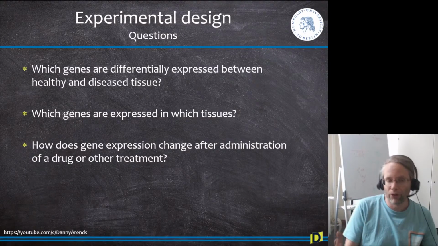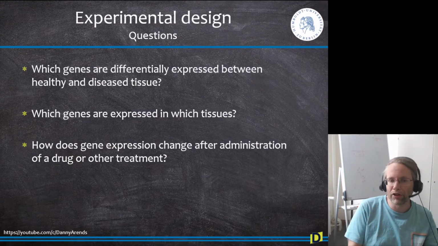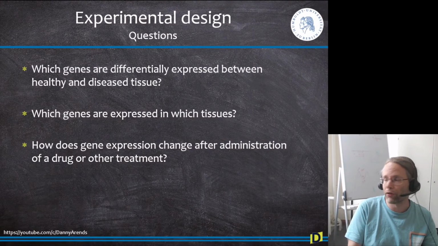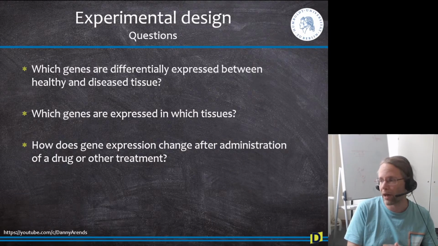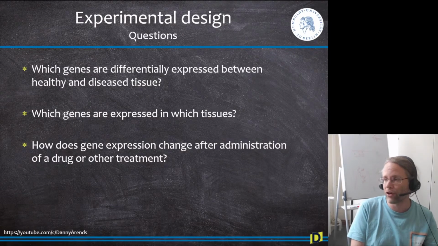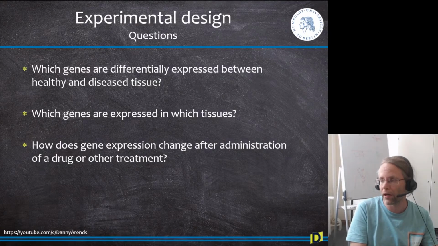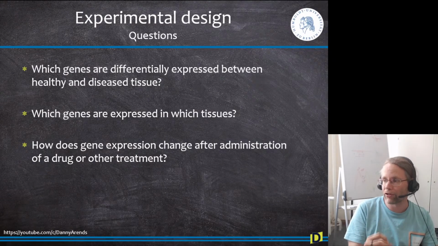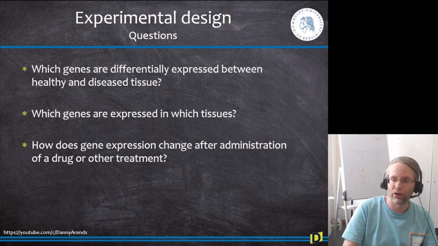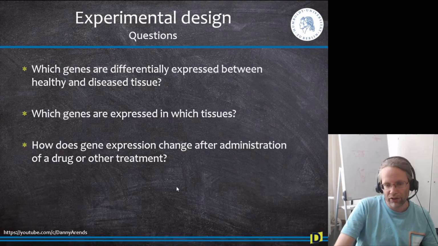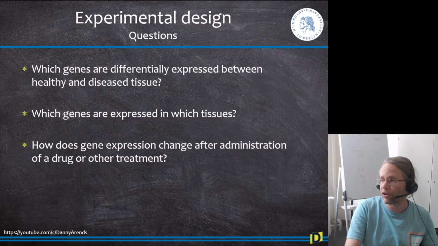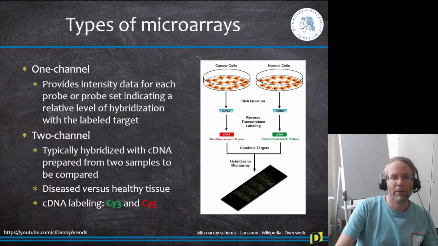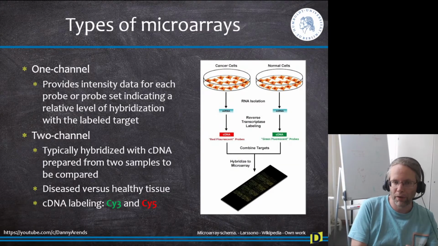And of course, there is also the question, does the gene expression change after we administer a drug or a treatment, right? So if we are thinking about a big drug intervention study where we give 500 people a drug and 500 people a placebo, we might be interested in what the drug actually does on a molecular level, right? Which genes does it turn on? Which genes does it turn off? So that is one of the other questions that we can ask. And of course, all of these questions have different design considerations. But first, I want to talk a little bit more about microarrays.